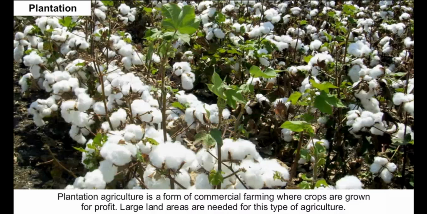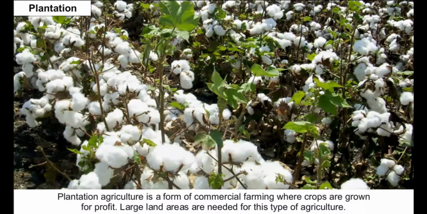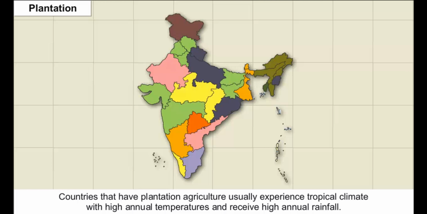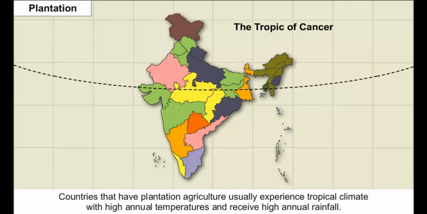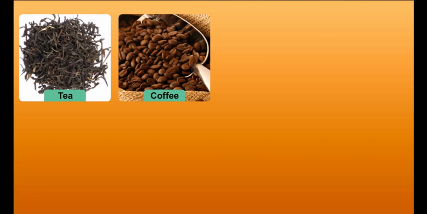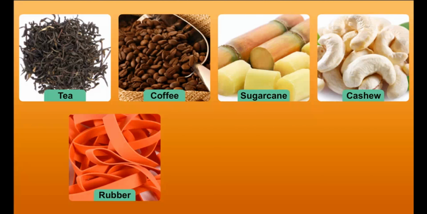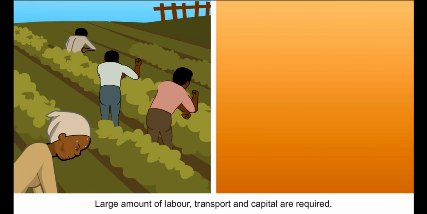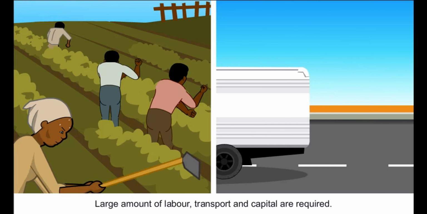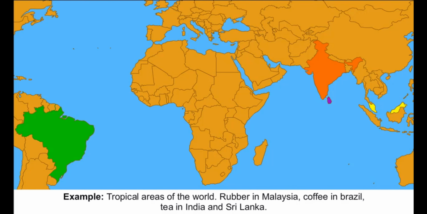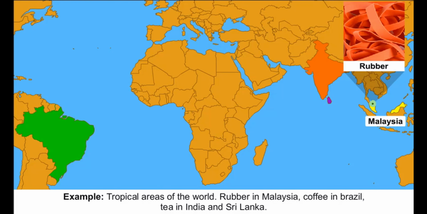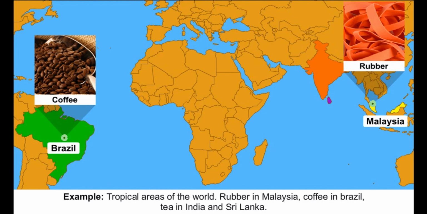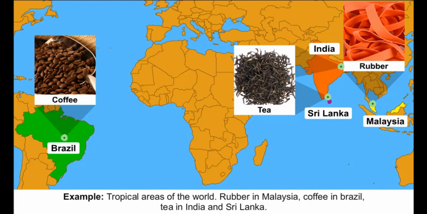Large land areas are needed for this type of agriculture. Countries that have plantation agriculture usually experience tropical climate with high annual temperatures and receive high annual rainfall. Example: tea, coffee, sugarcane, cashew, rubber, banana or cotton are grown. A large amount of labor, transport and capital are required. Example: tropical areas of the world, rubber in Malaysia, coffee in Brazil, tea in India and Sri Lanka.